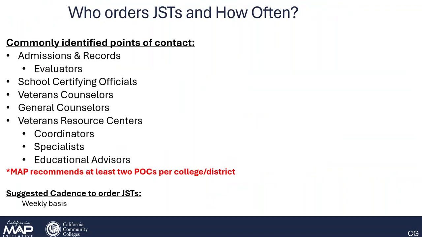Who orders them and how often? Here's a list of commonly identified points of contact. We do recommend that you have at least 2 points of contact per college. And lastly, our suggested cadence to order these is on a weekly basis, for you to keep up with the amount of students that you have.